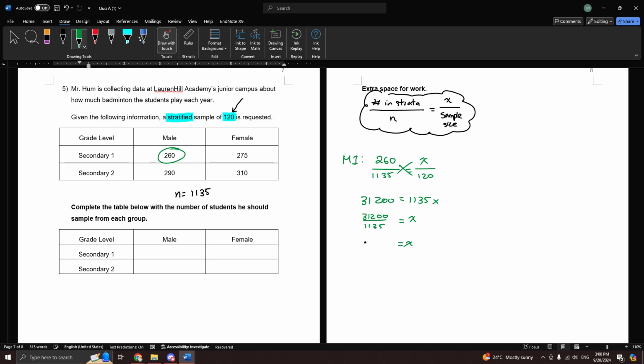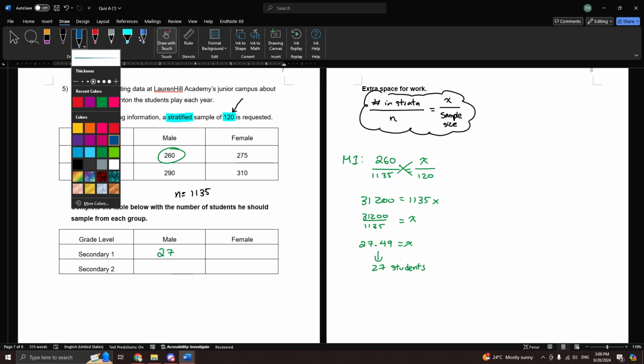So that's just going to be 27.49. But we can't sample 0.49 of a student. Okay, so we're going to round this down to 27 students. Why are we rounding down? Because the number behind the decimal is a 4, and 4 is less than 5. So we're going to round down. If it's 5 or above, then we round up to the next number. If it's below 5, we just go back down to 27. So 27 students.